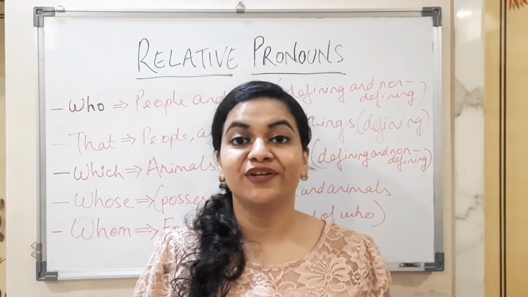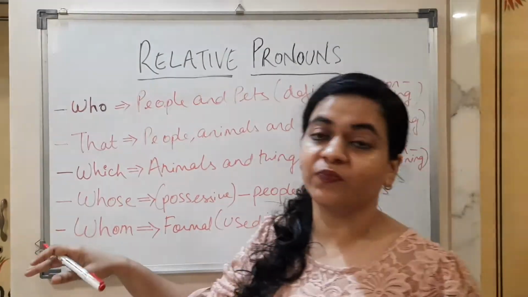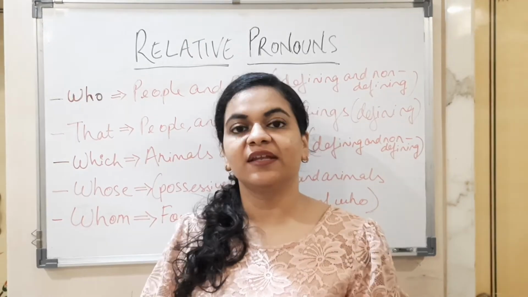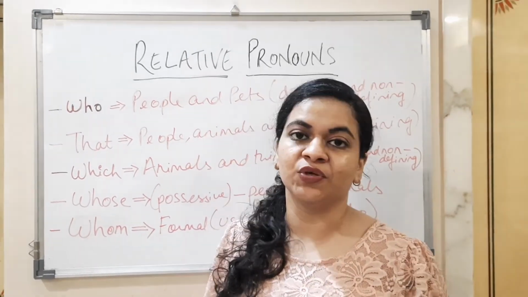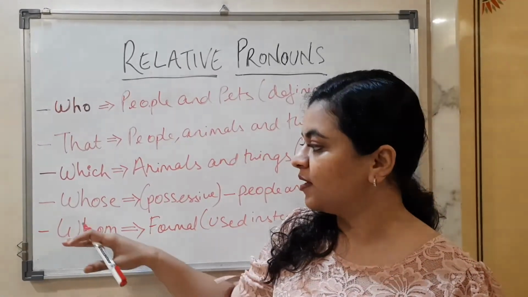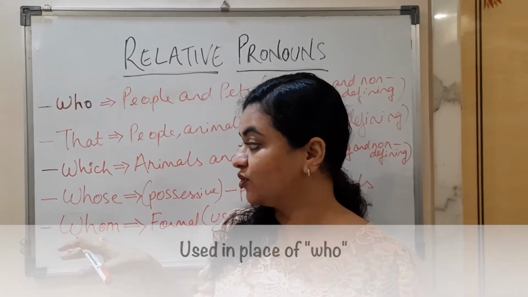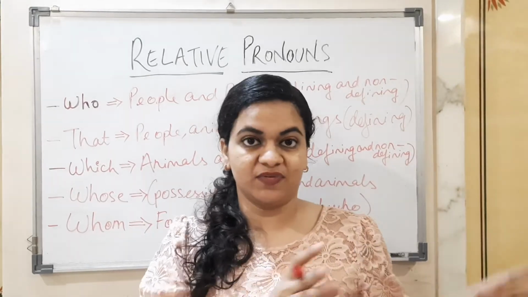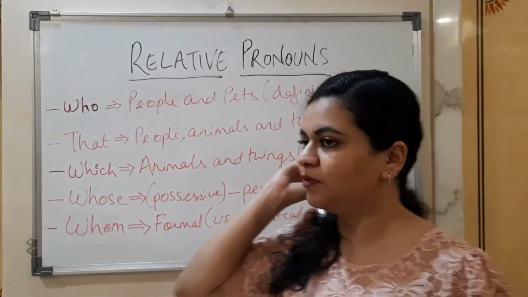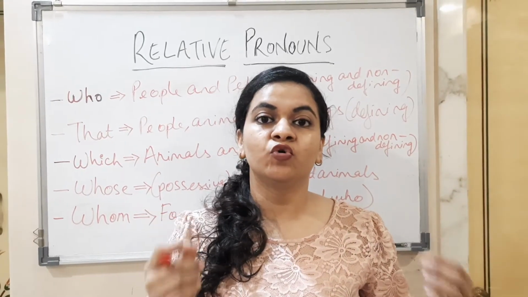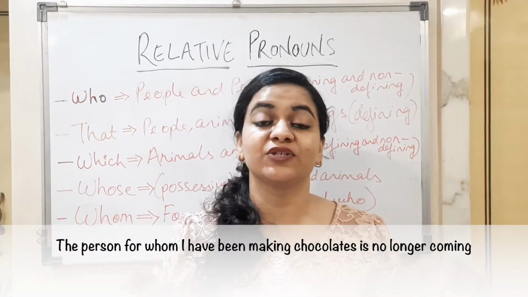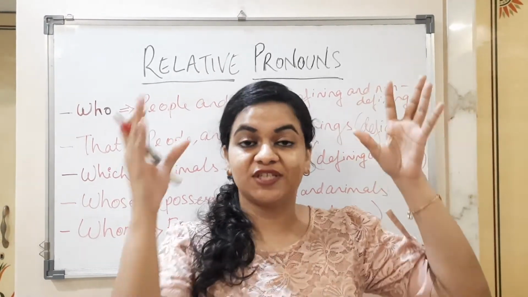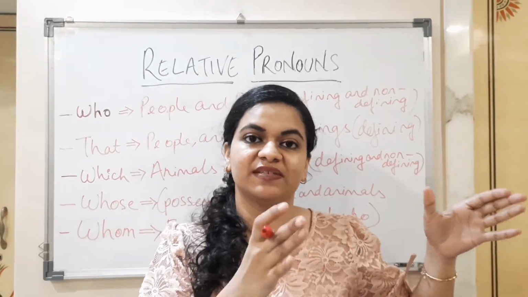The last relative pronoun is whom. We rarely use the word whom when we are talking. It is just in formal writing that we use whom, and it is mostly used in place of who, if who is the object of the sentence. So for example, the person for whom I have been making chocolates is no longer coming to my house. Just focus on whom, which is the object, in the first half of the sentence.